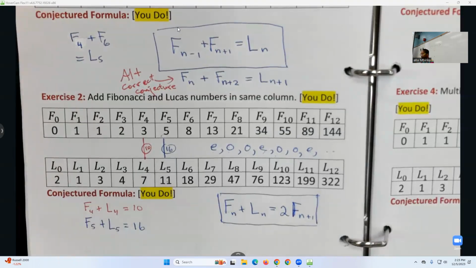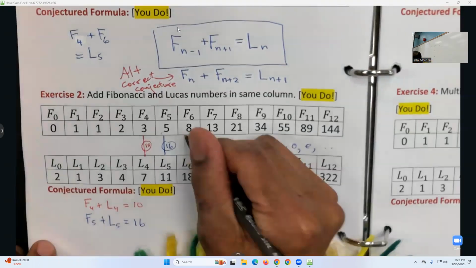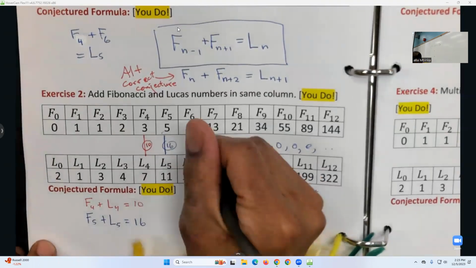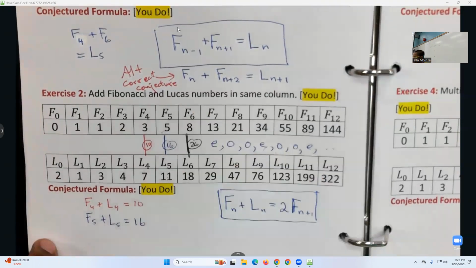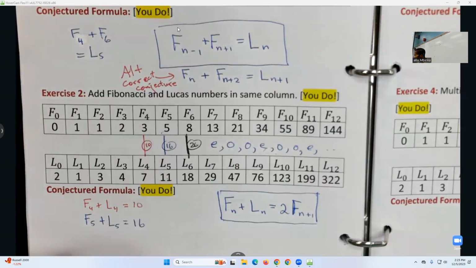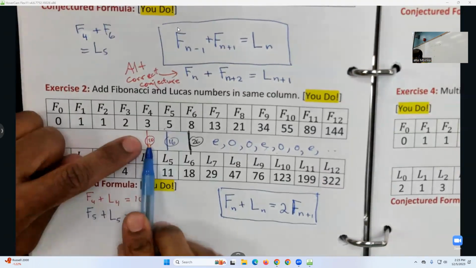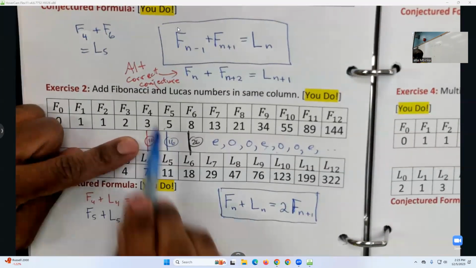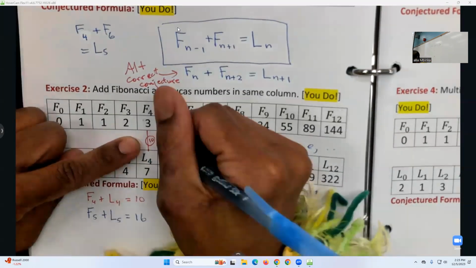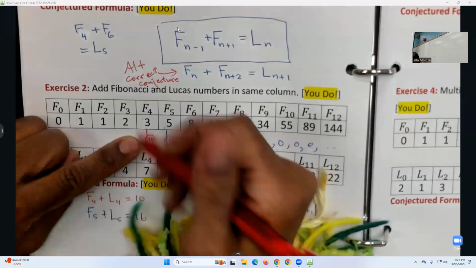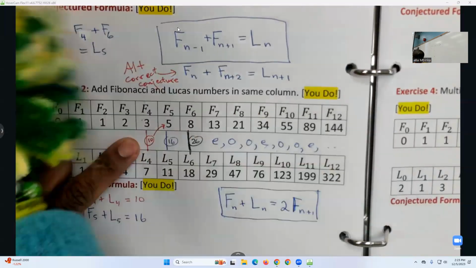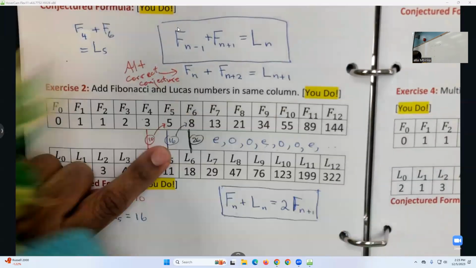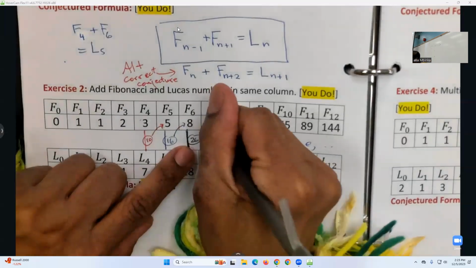Before we verify that, let's take a look at one more column. 8 plus 18. What's 8 plus 18? That is 26. So what Roger noted is that this number 10 is twice the Fibonacci number that's one to the right of this Fibonacci number, one to the right of 3. So 10 is double this 5. 16 is double this 8. 26 is double this 13.